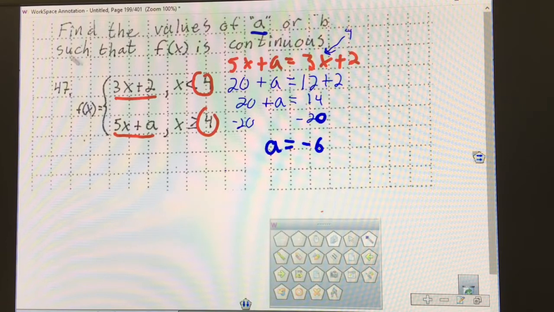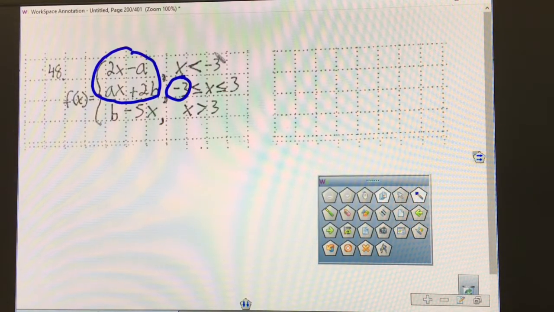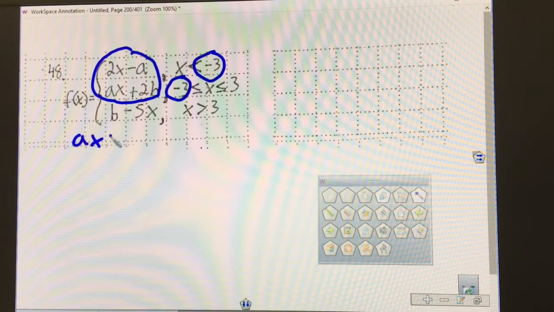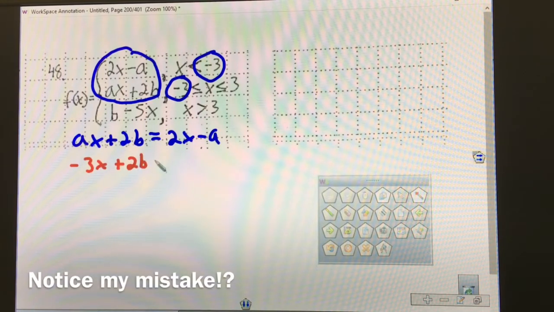So find the value of a such that f of x is continuous. So when a equals negative 6, this function is continuous. I'm going to set these two equal to one another, and they meet at negative 3. So let's see, I'm going to have ax plus 2b is equal to 2x minus a at x equals negative 3. So I'm going to plug in a negative 3 for x, and that's going to give me negative 3x. I'm stuck with this 2b equals, when I plug negative 3 in there, that gives me negative 6 minus a.